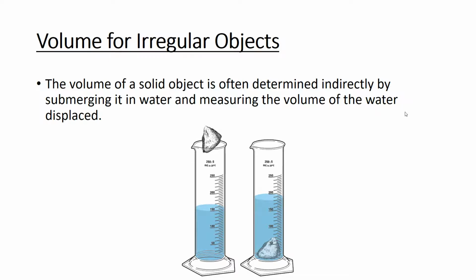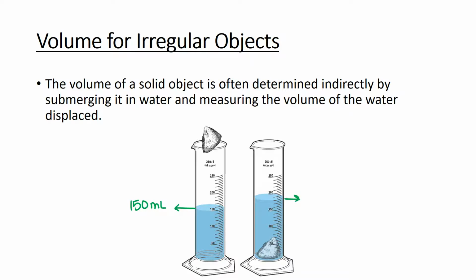Like I mentioned with our units, sometimes we have objects where you cannot directly measure, and so we can indirectly measure the volume by using water displacement. You start with a graduated cylinder with a measured volume of water. We can see that it's resting at approximately 150 milliliters. You carefully submerge the object, and as you can predict, the water level goes up.